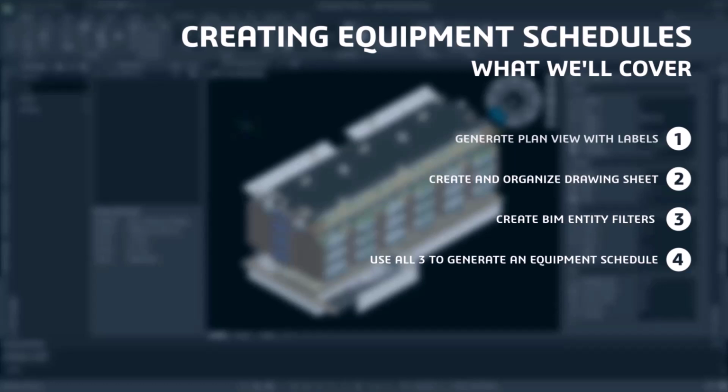Then we'll organize our sheet space and place our plan view in it. After that, we'll create and apply BIM entity filters, and to finish it off, we'll generate our door schedule for specific floors. Just to give a heads up, we're going to start off with a blank file. So the first 3 steps will act as more of a setup for the creation of the schedule.